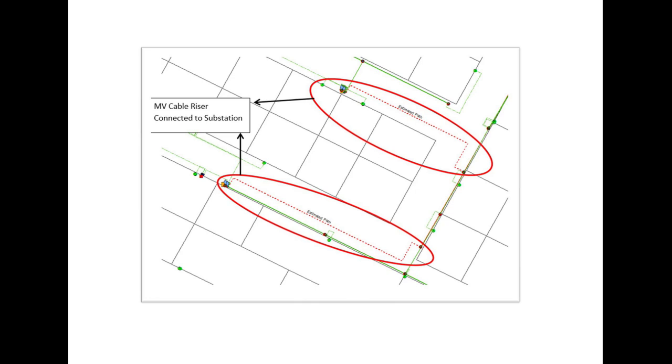In the picture depicted below, there is an underground MV connection from the substation to the pole/MV cable riser, but the substation doesn't have any route from as-built, so it is connected from the nearest MV cable riser.